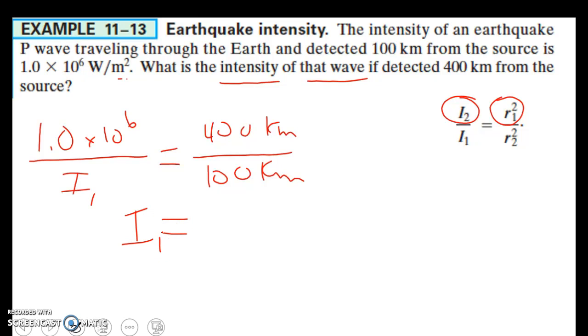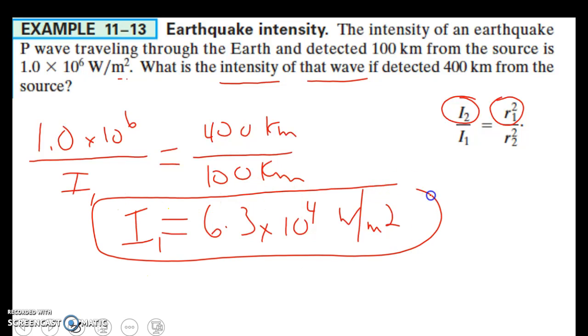I1 then turns out to be, obviously, a higher number because it's closer to the source. And it's 6.3 times 10 to the 4th watts per meter squared. So if we see sound intensity or intensity of a wave, understand that the closer you are to the source, the more intense the wave's going to be.